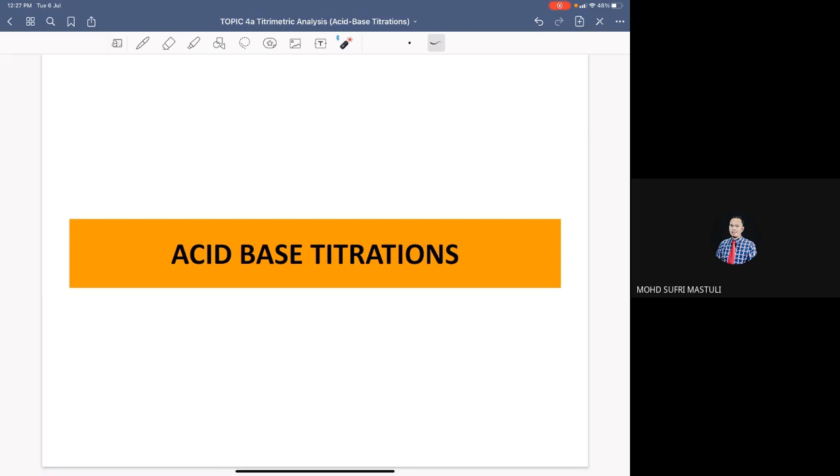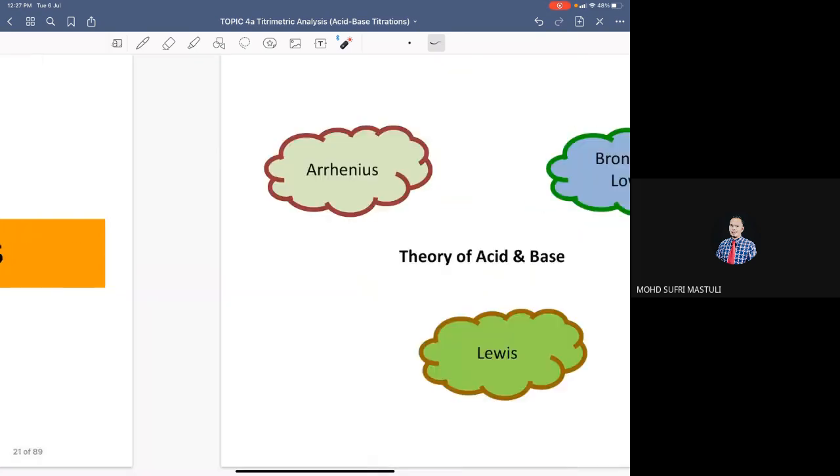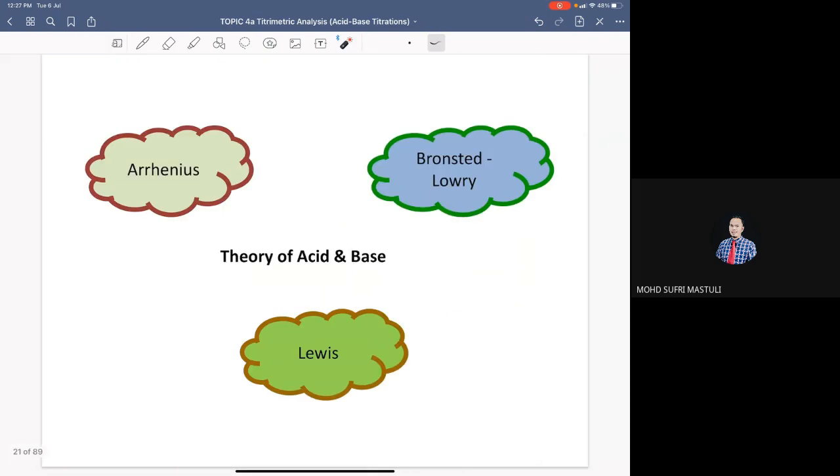Titration using acid and base solution. First of all, we should know a little bit of the theory on acid and base. We can explain acid and base using several theories: either the Arrhenius theory, the Bronsted-Lowry theory, or the Lewis theory.